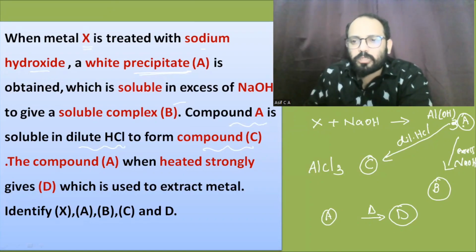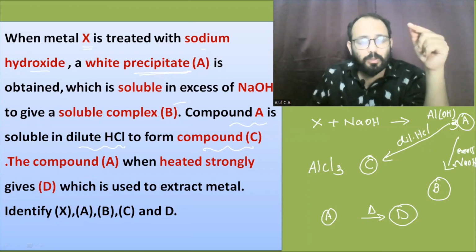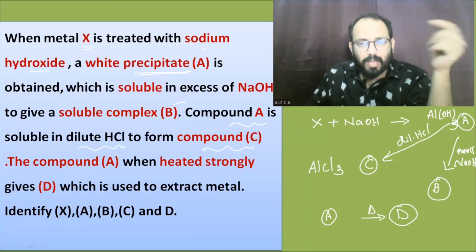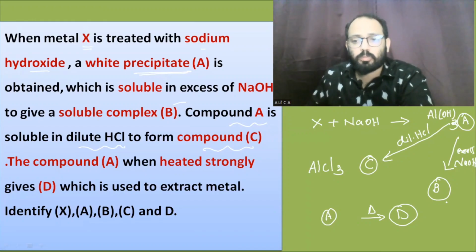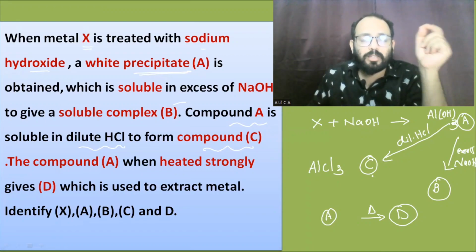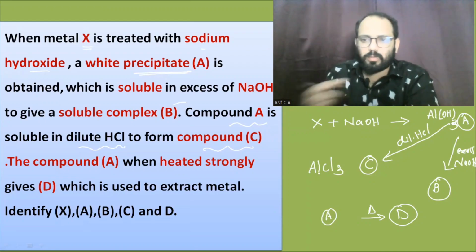Now when Al(OH)3 reacts with excess NaOH, like aluminum, we have seen that aluminum is amphoteric, reacting with acid as well as base. So it reacts with NaOH, and here it reacts with dilute HCl. When excess NaOH comes, what is going to happen? You will be getting sodium tetrahydroxoaluminate. I think we'll write it more clearly on the next page.